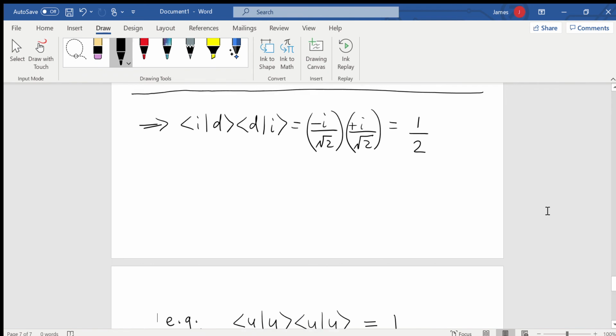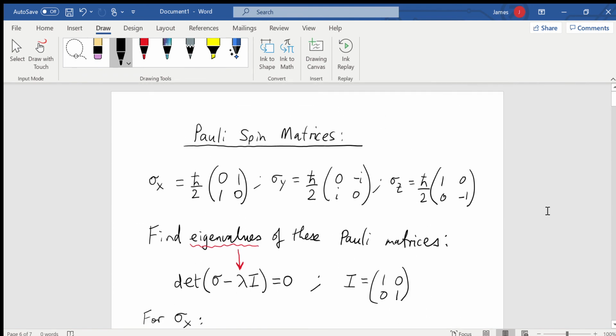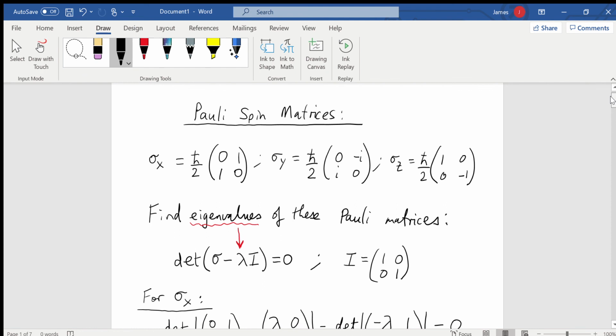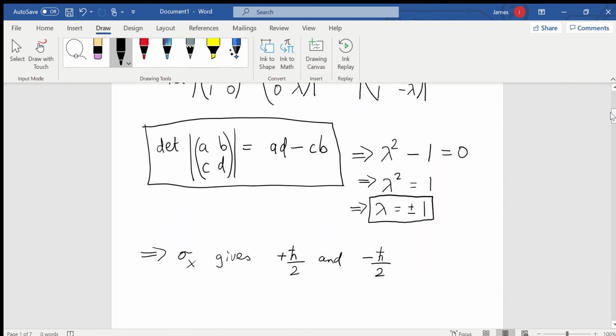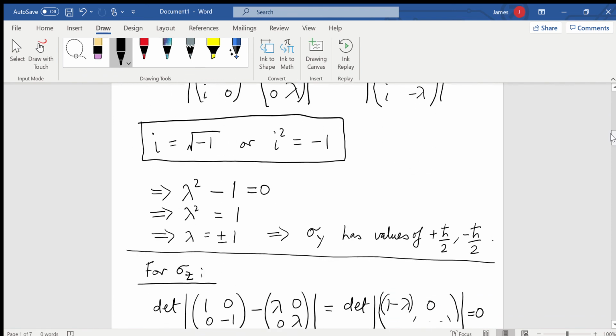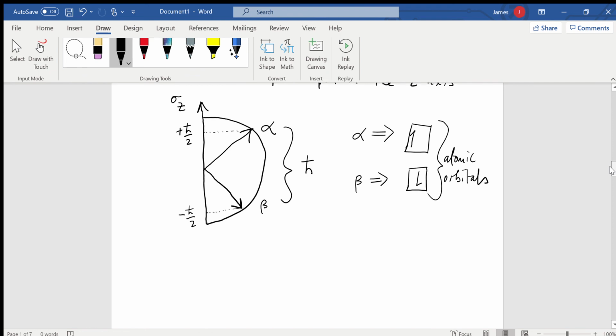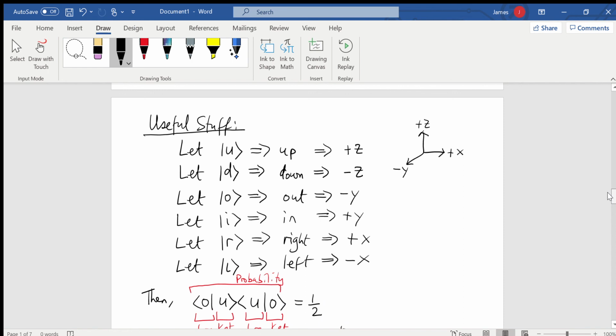So that pretty much wraps up this video. So again, we've just had a look at Pauli spin matrices. We saw that Pauli spin matrices have eigenvalues of plus or minus 1 multiple of h bar over 2. We looked at that for sigma x, sigma y, and sigma z. Then we pretty much went on to some useful stuff, and we started looking at probabilities.